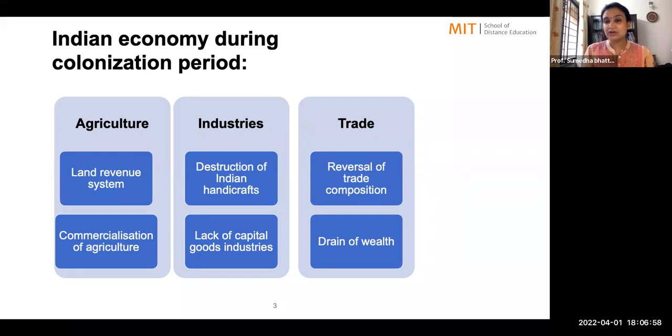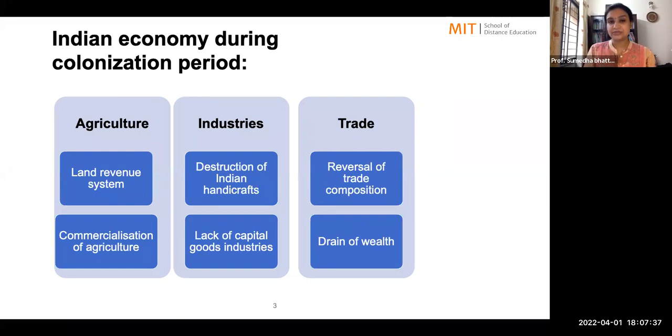Second, with the development of transportation and railways in India, they were able to extract raw materials from every nook and corner of the country. And third, with the opening of the Suez Canal, the cost of transportation went down as the distance between Great Britain and India was reduced. So they wanted to make use of this fall in transportation cost and get the maximum out of it. That also led to commercialization of agriculture in our country. So that's about agriculture.